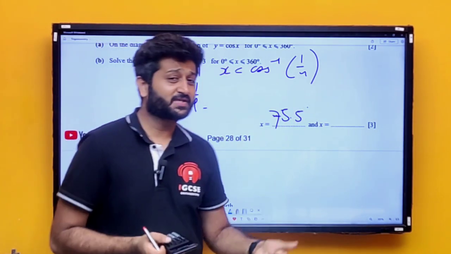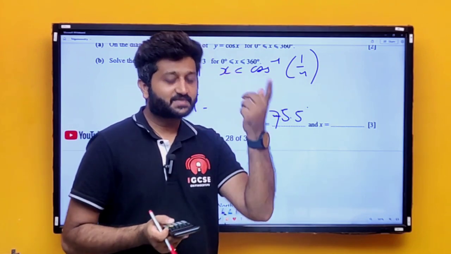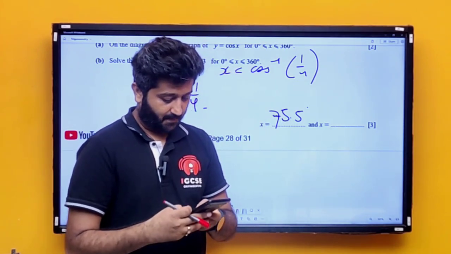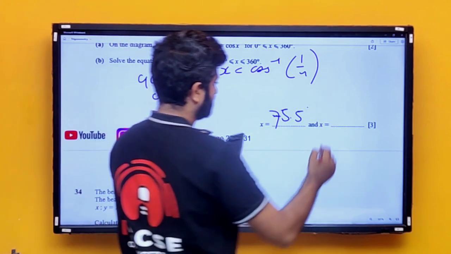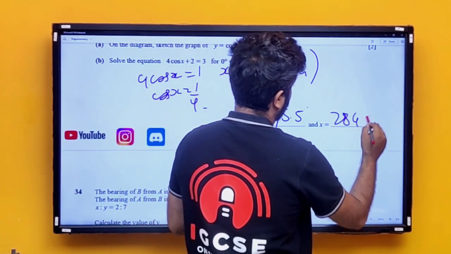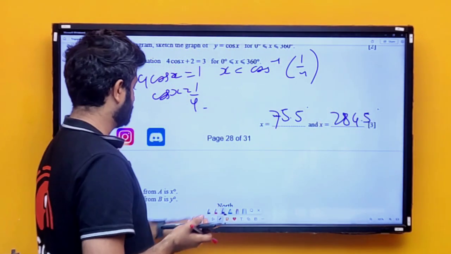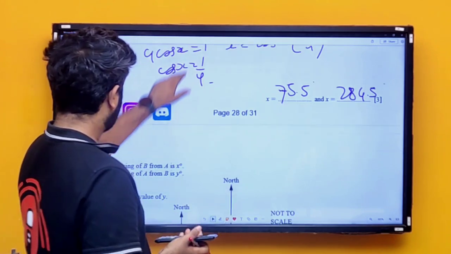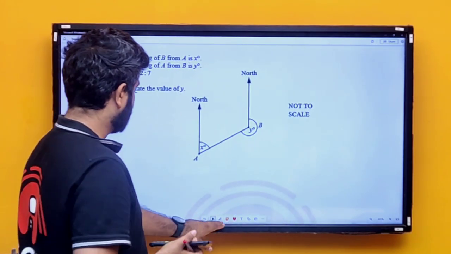284.5. Okay, done. Let's move to the next question. The next question says, the bearing of B from A is X, the bearing of A from B is Y, X is to Y as 2 is to 7. Calculate the value of Y.